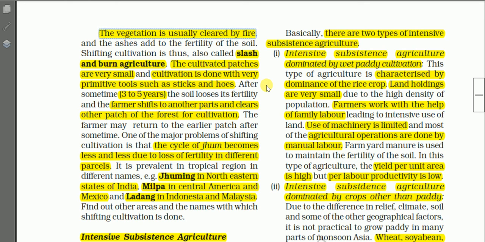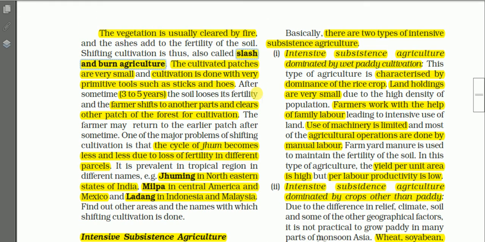So this is one of the advantages of this mode of operation. Shifting cultivation is thus also called slash and burn agriculture. After cutting the bushes and cutting down the trees, it is burned down, and that is why this type of agriculture is also known as slash and burn agriculture.